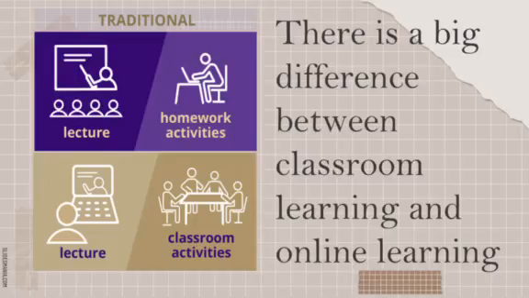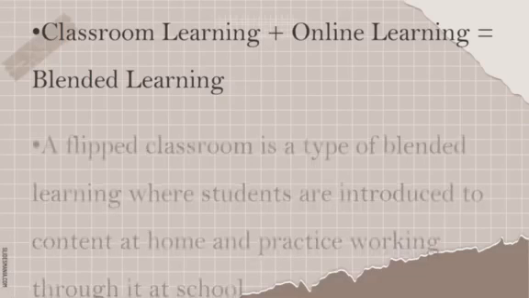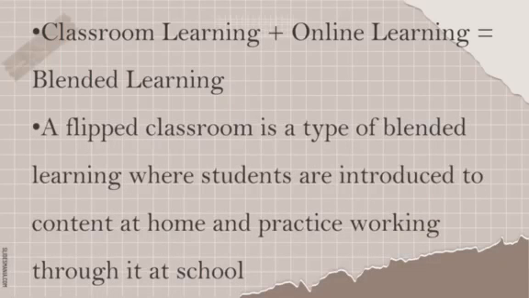There is a big difference between classroom learning and online learning. Classroom learning is done in person with the teacher present to guide the lesson, while online learning, on the other hand, can be done anytime and anywhere. The combination of classroom learning and online learning is called blended learning. A flipped classroom is a type of blended learning where students are introduced to content at home and practice working through it at school.